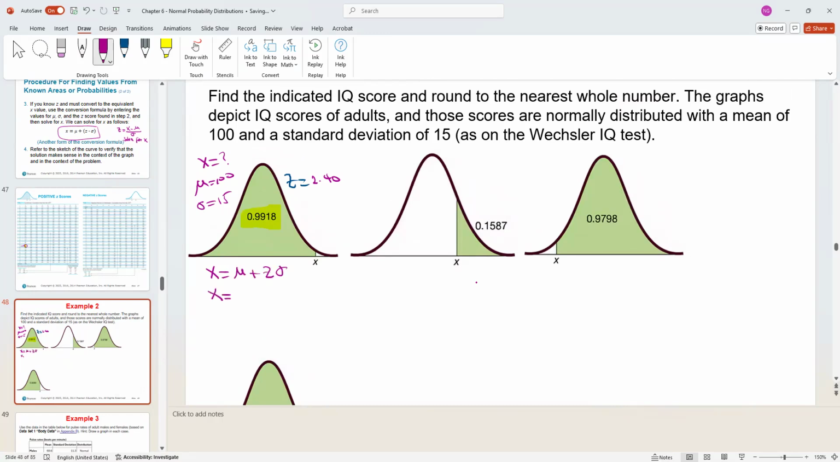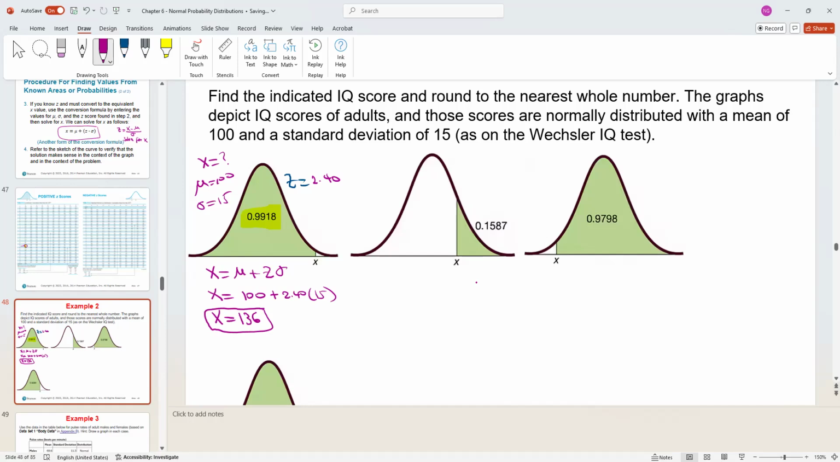So X would be the mean, 100, plus 2.40 times 15. Let me do it with my calculator: 2.4 times 15 plus 100. That's 136. So this is how we're going to find the X value. So you see, we can do it.